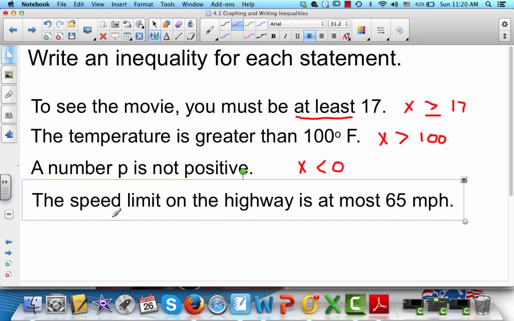Okay, the speed limit on the highway is at most 65 miles per hour. Put down our variable, put down the number that you've been given, and "at most." At most 65. If you do 66, that is too much because the most they want is 65. So it has to be less than 65, but it can be 65, so you put the symbol indicating "or equal to."